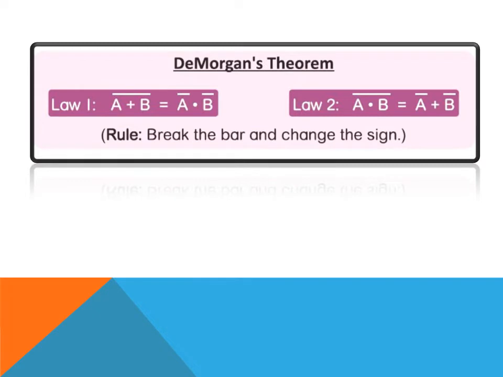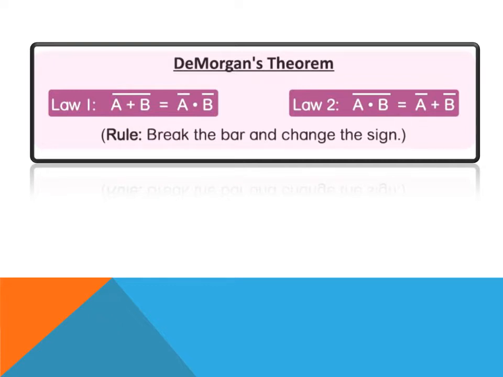Now moving on, let us discuss De Morgan's theorem. The De Morgan's theorem has two laws. The first law is (A + B) whole bar is equal to A bar dot B bar, and the second law is (A dot B) whole bar is equal to A bar plus B bar.